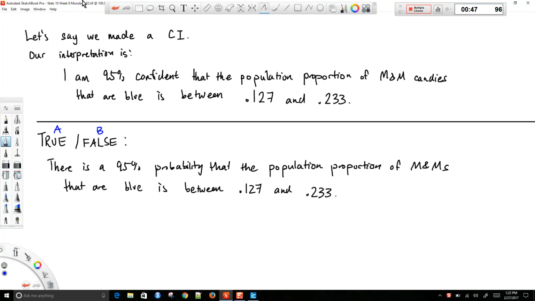All right, you guys are discussing true, false. So we've established that we're 95% confident that the population proportion of M&M candies is between 0.127 and 0.233. Does that mean there's a 95% probability that the population proportion is between 0.127 and 0.233? That's the question.